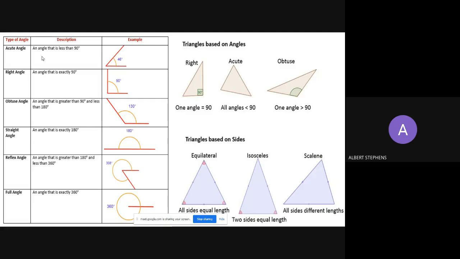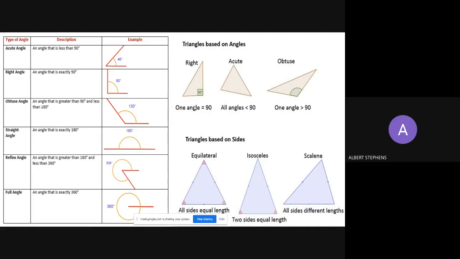All right, so as you can see, we have a right angle, we have obtuse, straight, reflex, etc. So the same thing goes for triangles. We have a right angle, and we also have a right angle triangle. We also have acute angle, and we have acute triangles.